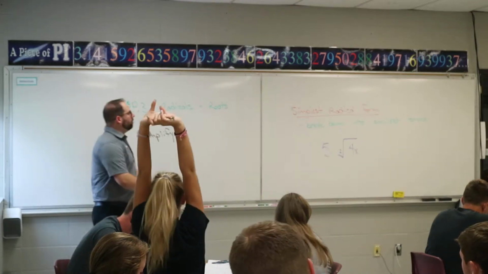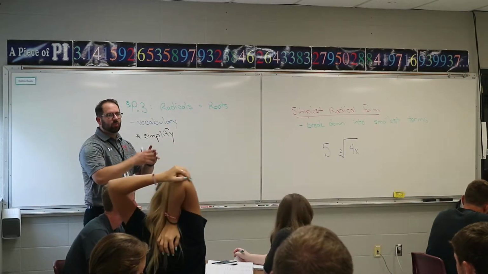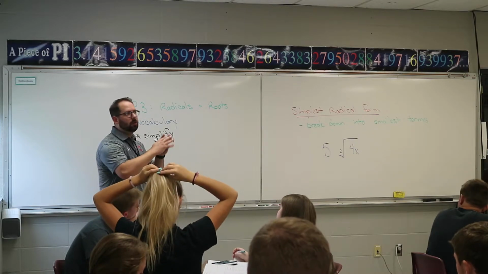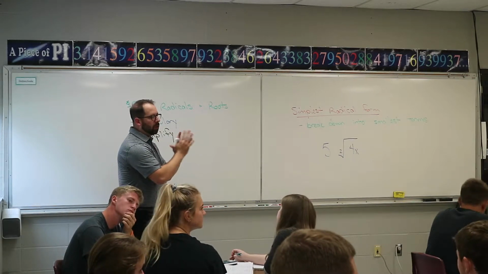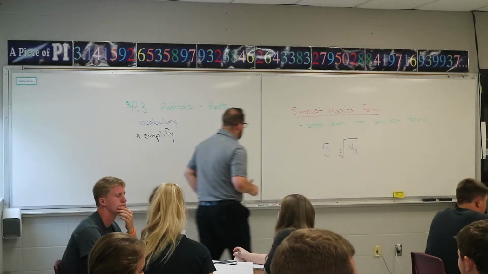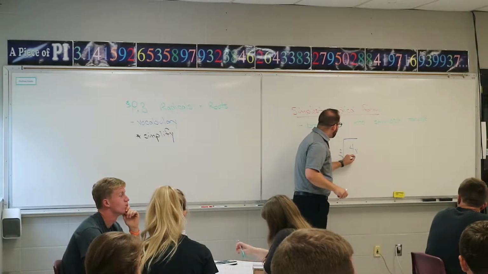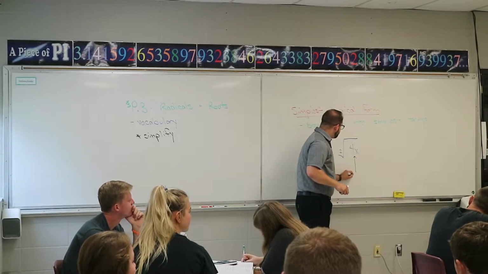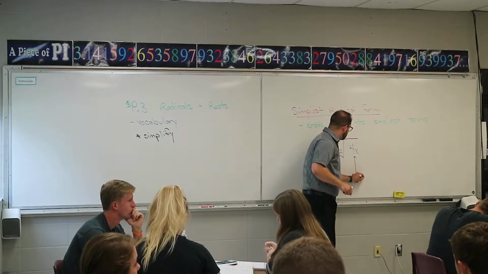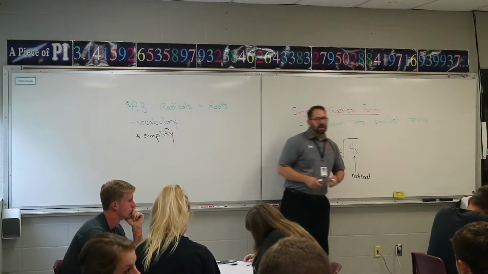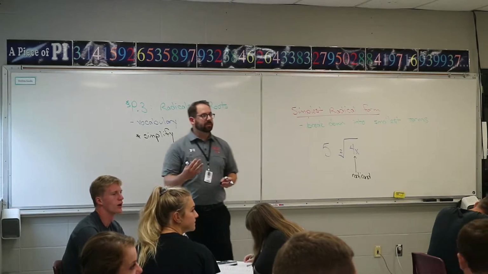All right. So at this point, what you're looking at here is just a rough example of what we're looking at. I'm going to talk about just the words, and then we'll talk about how to simplify. The item inside the radical sign is called the radicand. Radicand. It's the item you are going to simplify.